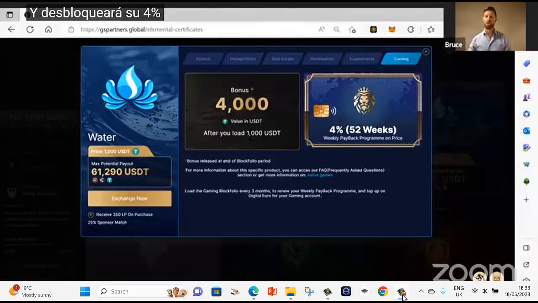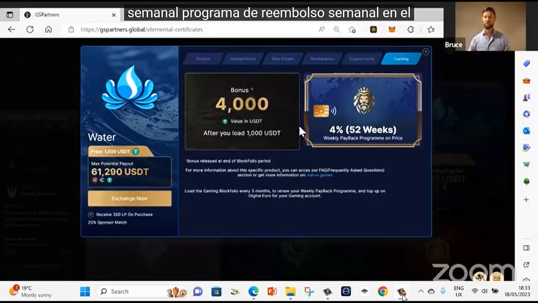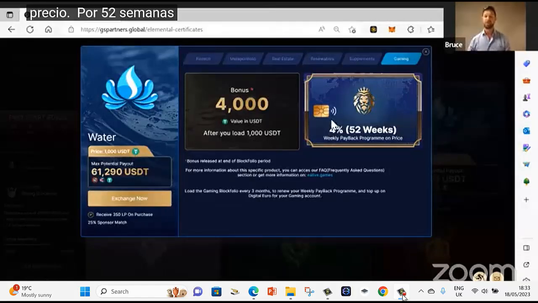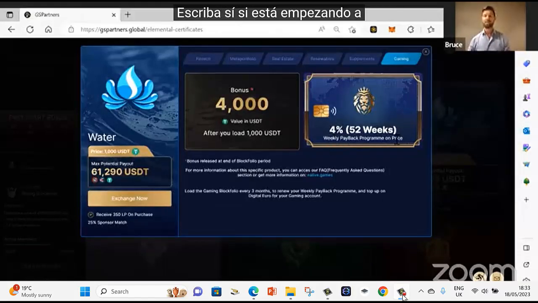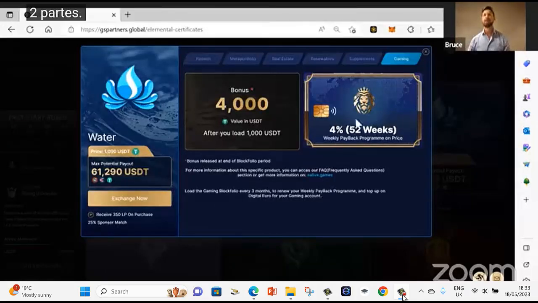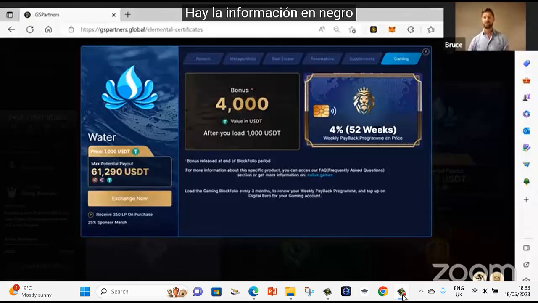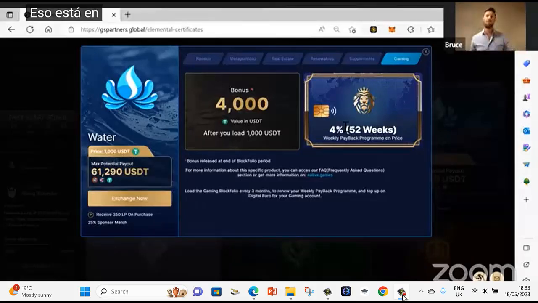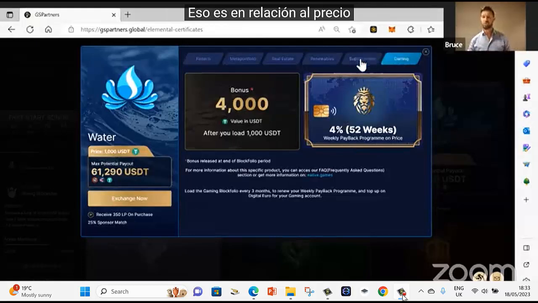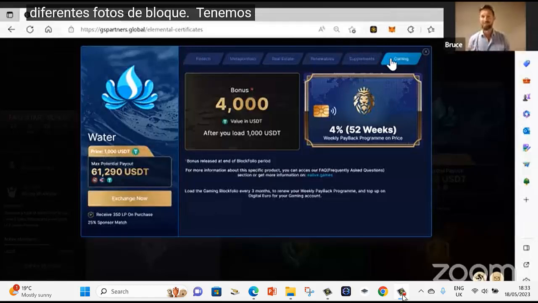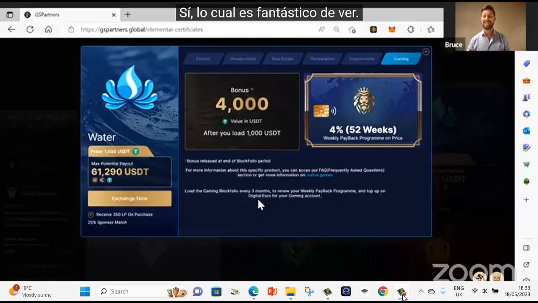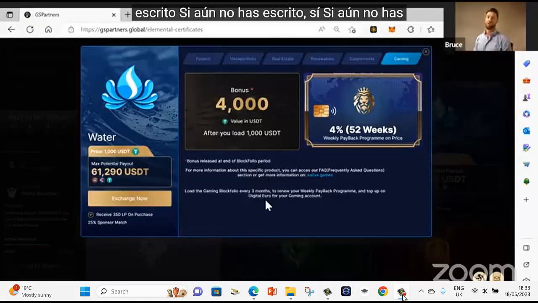When you do load 1,000 USDT into this blockfolio, it also activates a 4% weekly payback program on the price for a maximum of 52 weeks. However, you will need to load it every 3 months to keep that activated, to a maximum of 1 year. So the last two blockfolios need a lot more explanation if you are sitting and working through it, and that explanation is given underneath the blockfolios too.